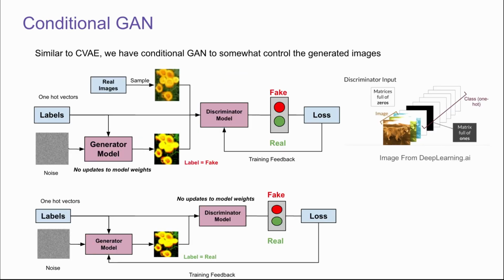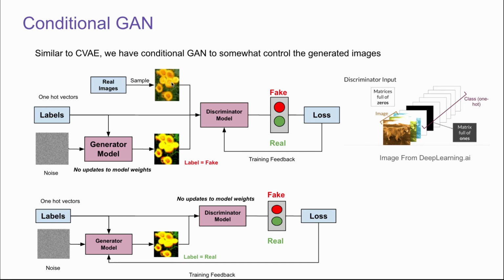Similar to VAE, we want to have conditional GAN to somewhat control the generated images. And the mechanism is also very similar. So these two graphs are the training process of conditional GAN. The first one is training the discriminator model. The second one is training the generator model, similar to the previous GAN graph that we have already gone through. In this case, the only difference is one-hot vectors that represent the labels.